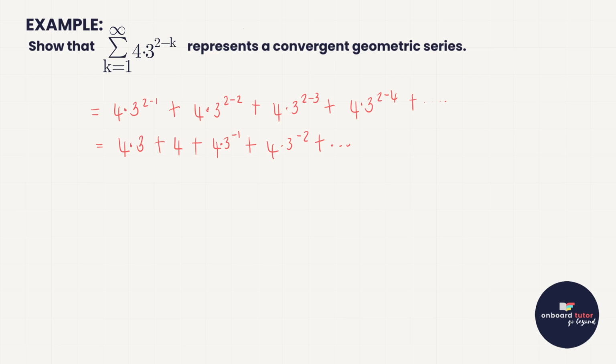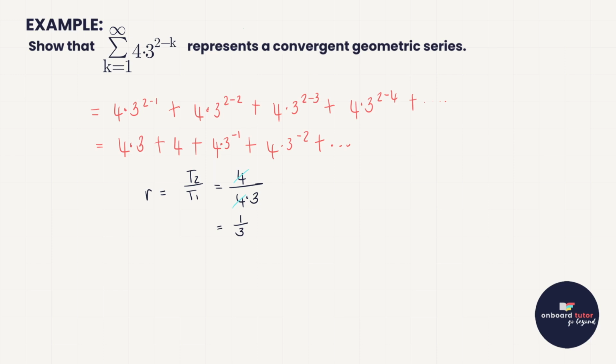Okay, so that means we are after the r value in this case. So r is equal to term 2 divided by term 1. Okay, so 4 divided by 4 times 3. What happens there is we end up with 1/3 as our r value.